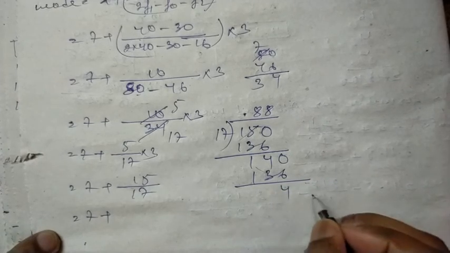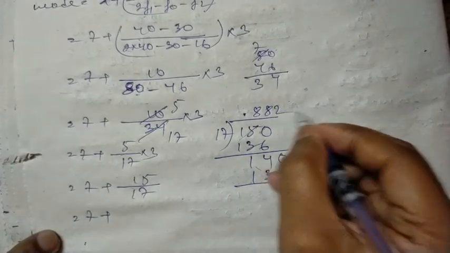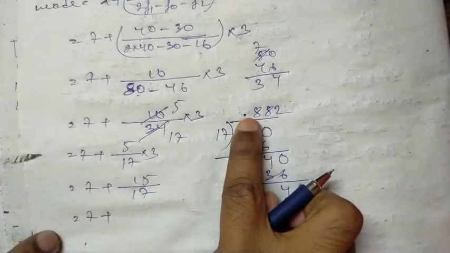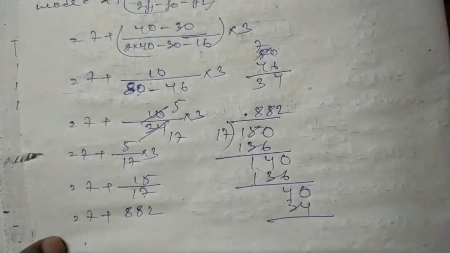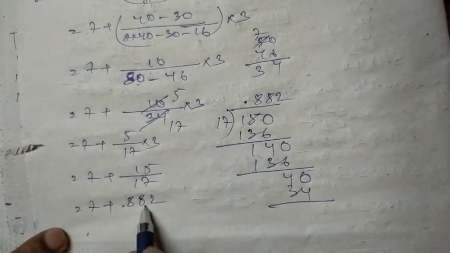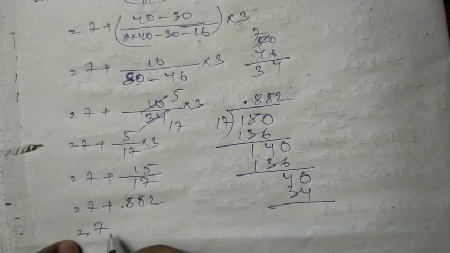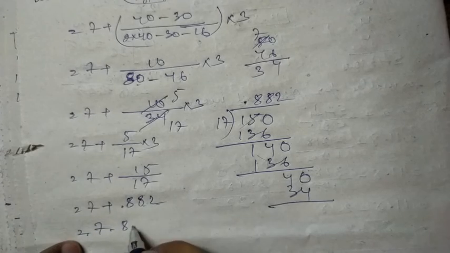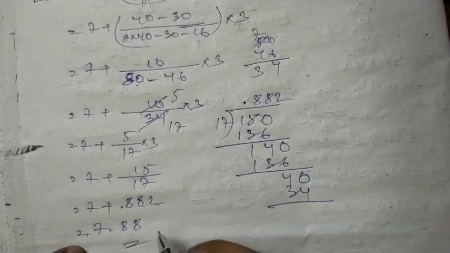then here 0, 17 2s are 34. So after the decimal we can take 3 digits, right? So it will be 0.882. So if you add, you will get 7.882. Okay, 88. So this is our mode.